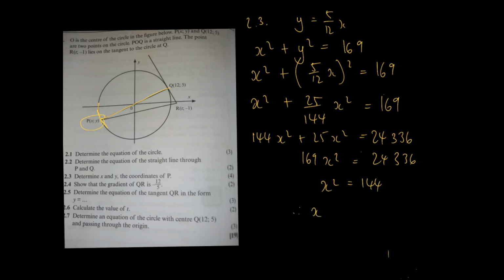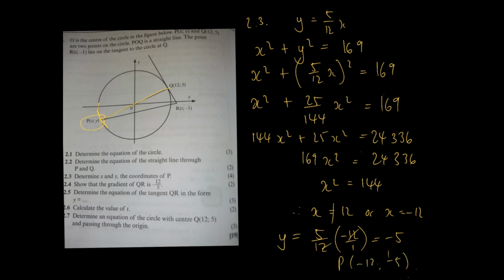So therefore x would be equal to 12 or negative 12. And we can see that we are working in the third quadrant, so x would have to be negative 12. Then going and subbing back in, we would get y is equal to 5 over 12 times negative 12 over 1. That's going to cancel, and therefore the answer would be negative 5. So that means the coordinates of P would have to be negative 12 and negative 5.